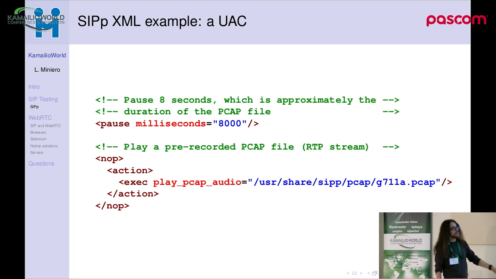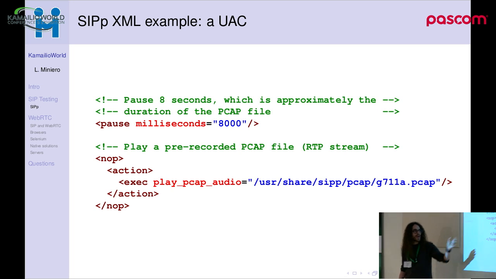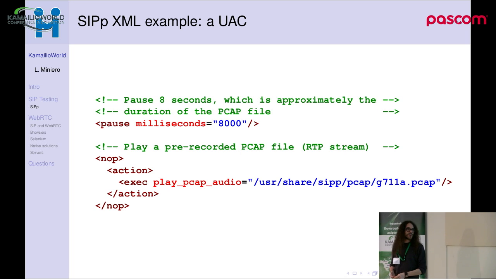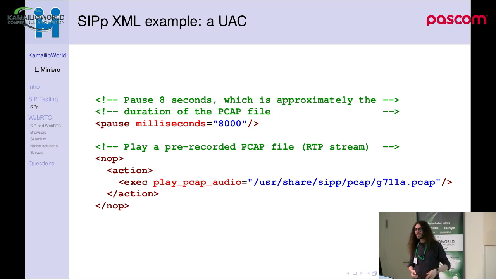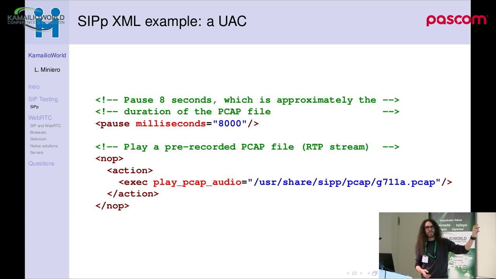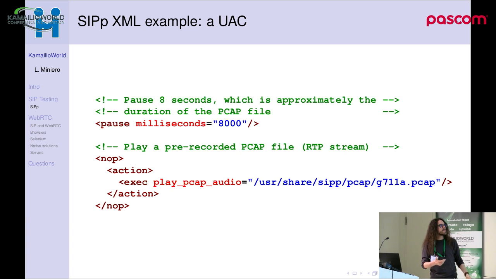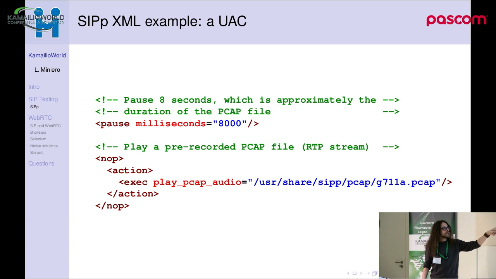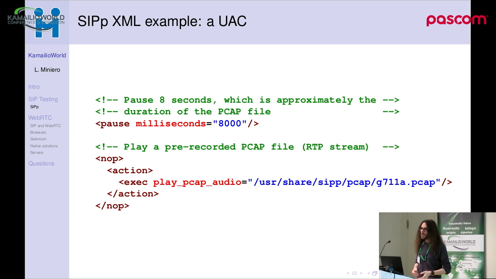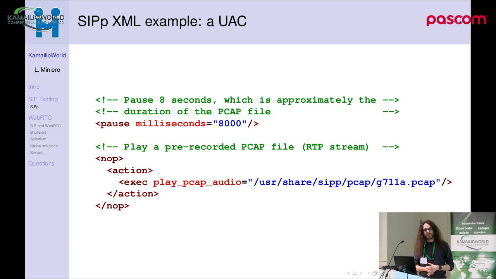To make a simple example, in this case I'm introducing a simple pre-recorded audio RTP snippet that comes shipped with the SIPp tool itself, which lasts about 8 seconds if you listen to it, which means that I can just inject it here, add a pause there, and so on. If I need more, I can generate my own traffic and stuff like this.